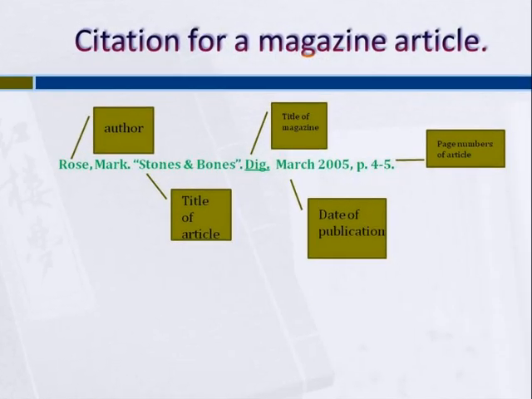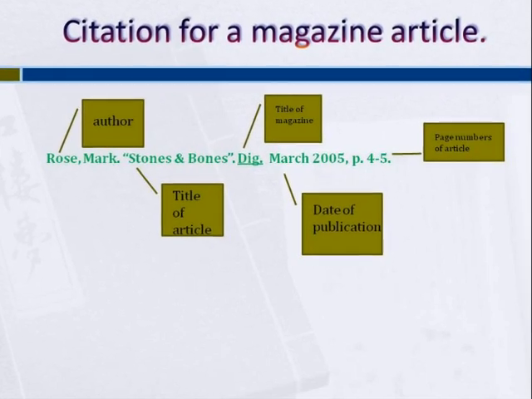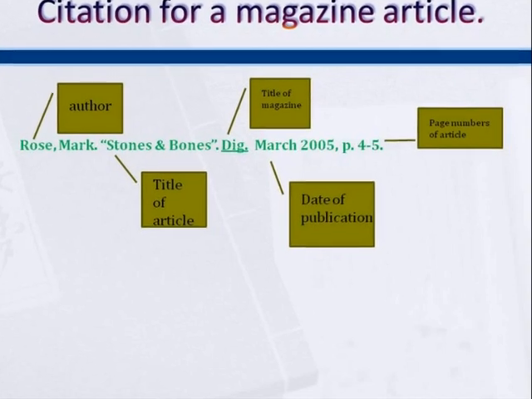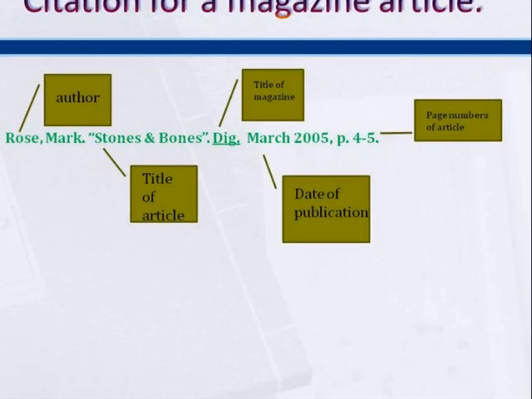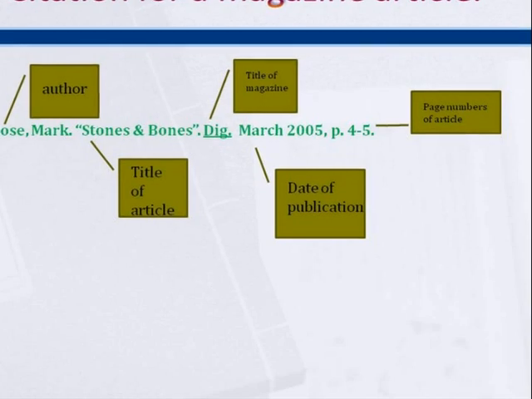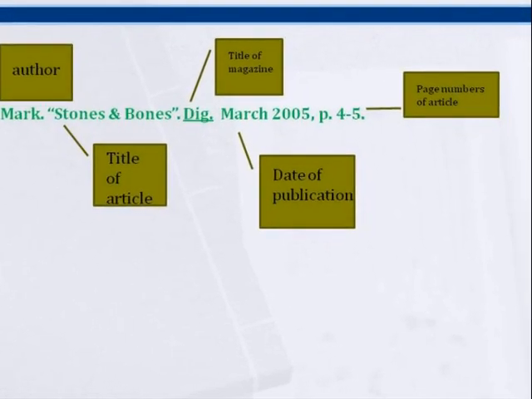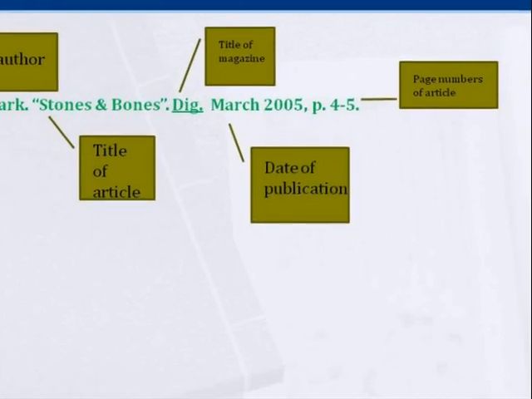Okay, so here we have a final citation for a magazine article. You'll notice I have the author of the article, Rose, Mark, the title of the article in quotation marks, the title of the magazine, which needs to be underlined, the date of publication, and the page numbers the article is found on.